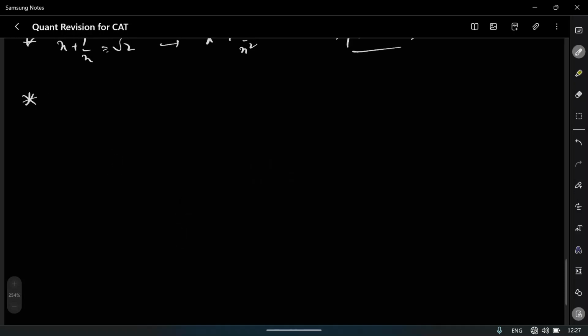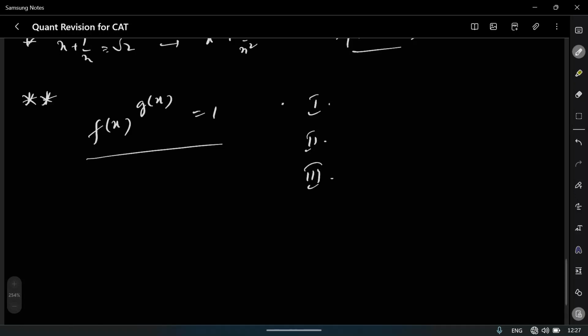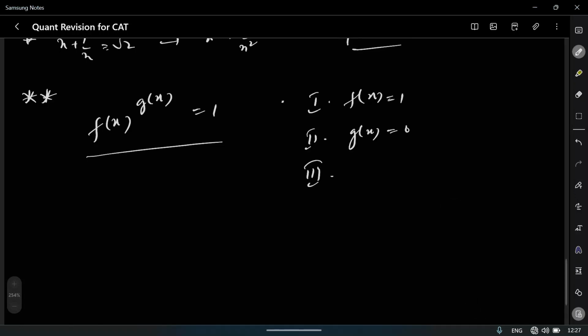It is a very important question model, like f of x power g of x equals 1. If they are giving any question like this, how are we going to do it? We are going to check three cases. The first case is f of x equals 1. We are going to solve f of x equals 1, and we are getting some values of x.